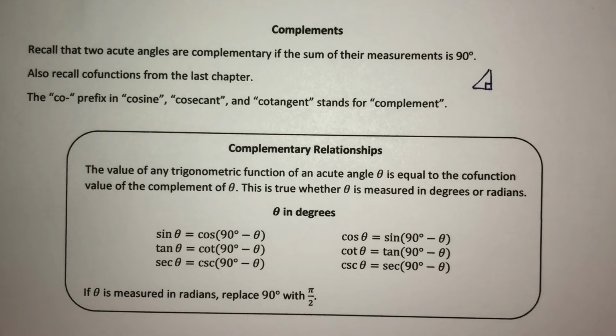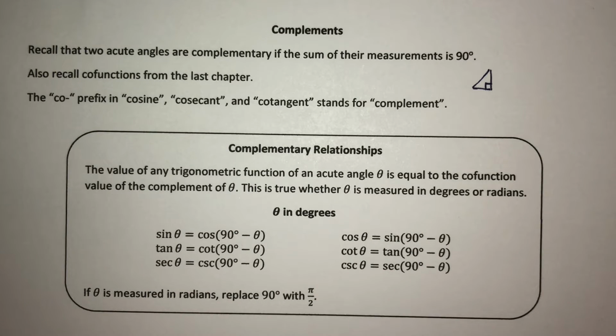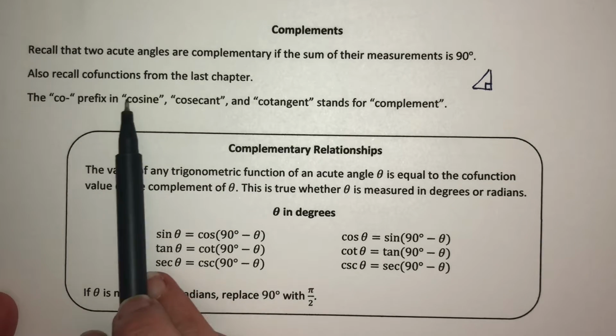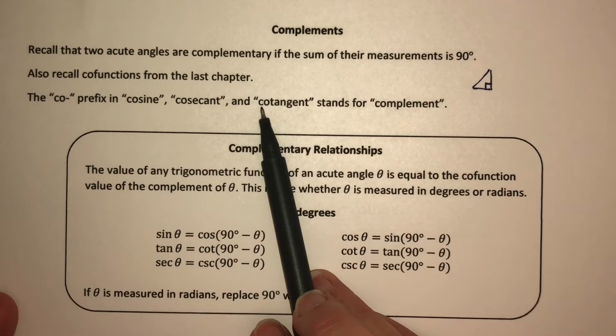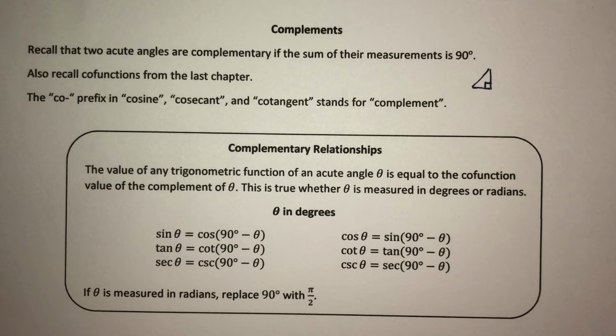All right, so remembering that, and also cofunctions from the last chapter, we had something very similar to this, and we talked about how sine and cosine were cofunctions, tangent and cotangent were cofunctions, and secant and cosecant were cofunctions. We have the same ideas here, but now that we're talking about them in terms of triangles, it makes it a little bit more obvious that the co part of cosine, cosecant, and cotangent stands for complement. Cosine is the complement of sine. Cosecant is the complement of secant.